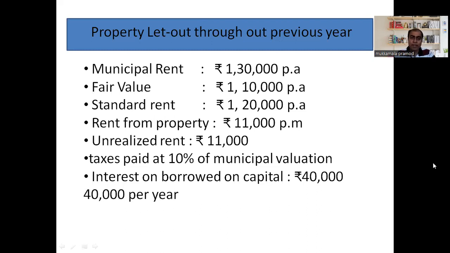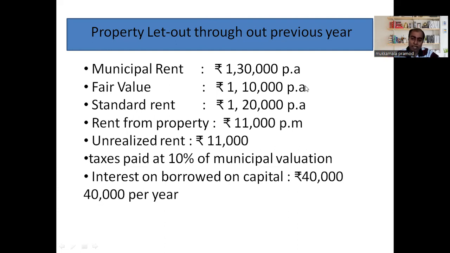So here is an example about a house which has been let out throughout the previous year. And the municipal rent is the one calculated from the municipal authorities. And the fair value is something similar house in the same area would have received so much amount of rent on the annual basis. And the standard rent, which was calculated by Rental Act, is 1,20,000 per annum. And the rent received from the property is 11,000 per month.